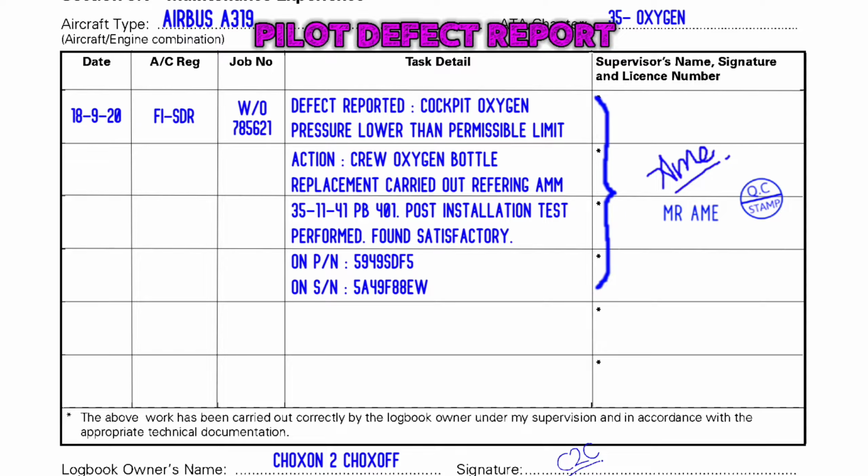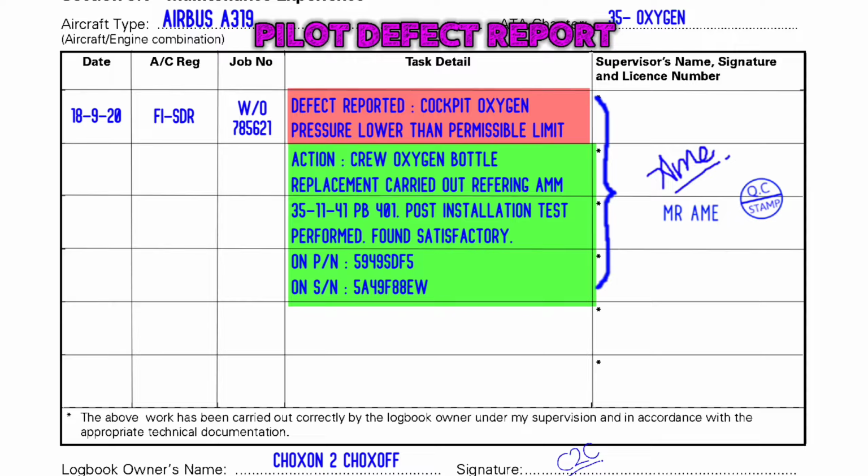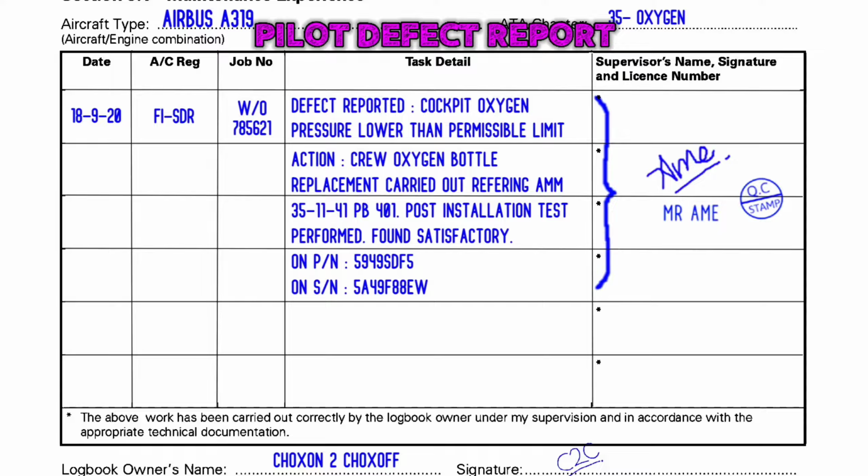Example for PDR, pilot defect report. So here we will start our entry with defect reported, cockpit oxygen pressure lower than permissible limit, and then you will write the action carried out, crew oxygen bottle replacement carried out as per AMM, post installation test performed found satisfactory, part number and serial number.